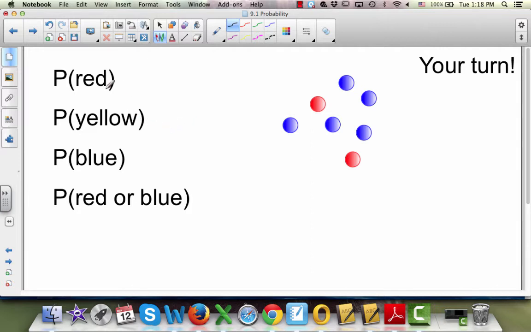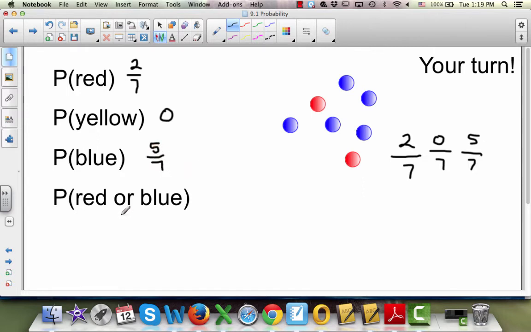Okay, the probability of getting a red. How many reds do you see there? There are 2 reds, and out of the possible outcomes, 1, 2, 3, 4, 5, 6, 7. So the probability of getting a red is 2 out of 7. Probability of getting a yellow. Do you see any yellows? No. So that's 0 out of 7, or 0. The probability of getting a blue. There are 1, 2, 3, 4, 5 blue out of 7 possible things that you could choose. So the probability is 5 out of 7.